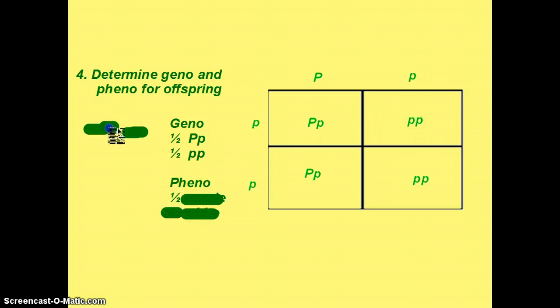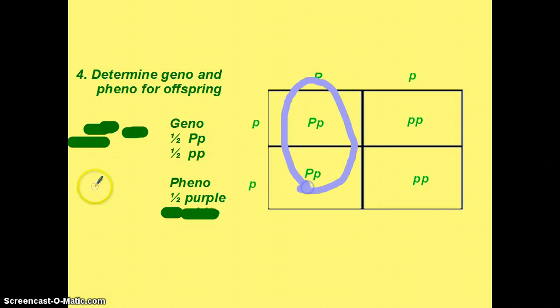Half that my offspring's genotype can be little p, little p. For phenotype, half will be purple. That would be this half right here. And half will be white. I'm going to use somewhat of a white color, which is right here, or a lighter color.